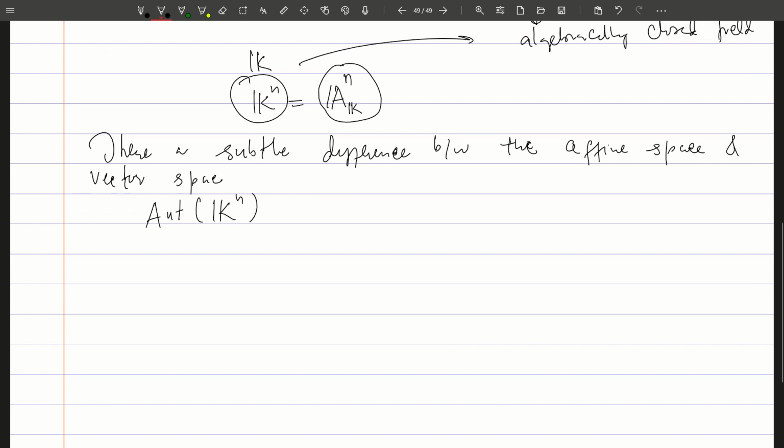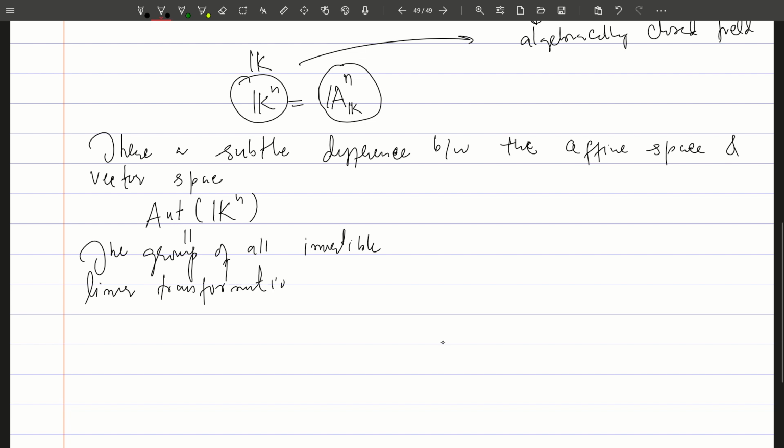group of all invertible linear transformations, which we denote by GLn(K), where GL means the general linear group of n cross n matrices with entries from the field K. So for n equal to 2, an element in this group will look like this. So it has 4 entries over here.